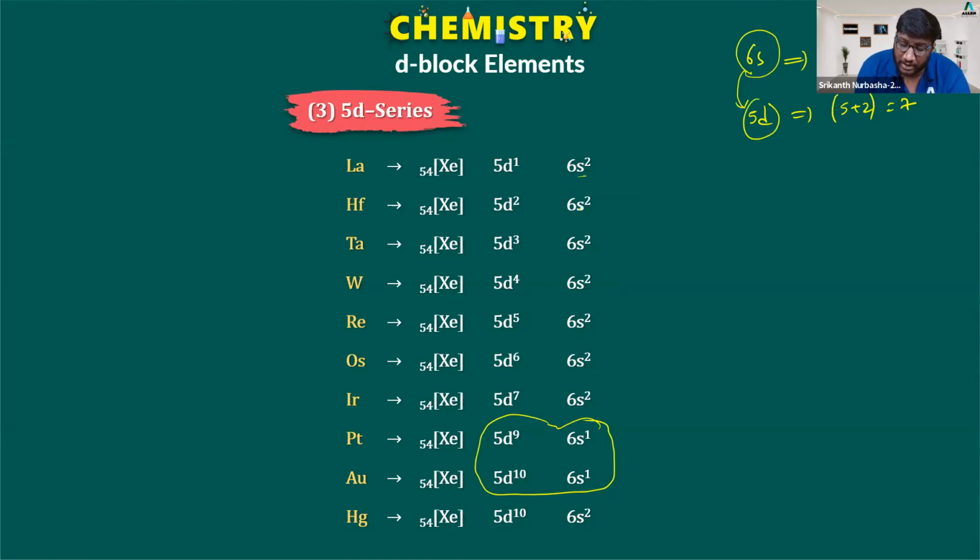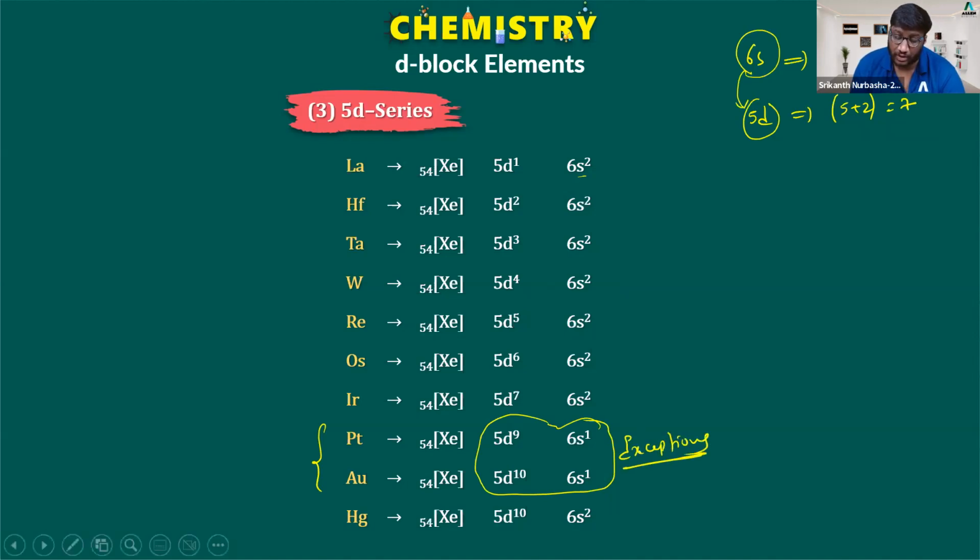So 6s2 5d1, 6s2 5d2, 6s2 5d3, 6s2 5d4, 6s2 5d5, 6s2 5d6, 6s2 5d7, and here in platinum and gold, you have 6s1 5d9 and 6s1 5d10. These are the exceptions.